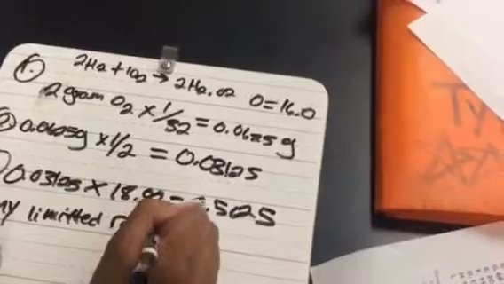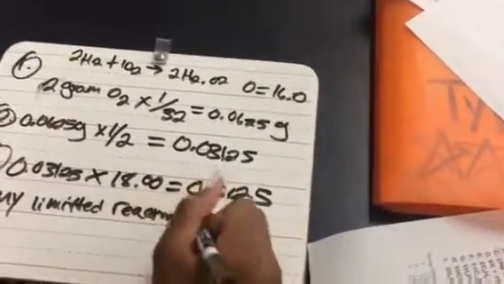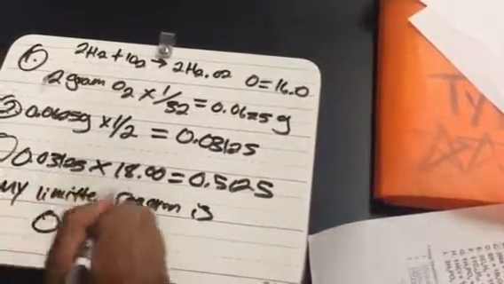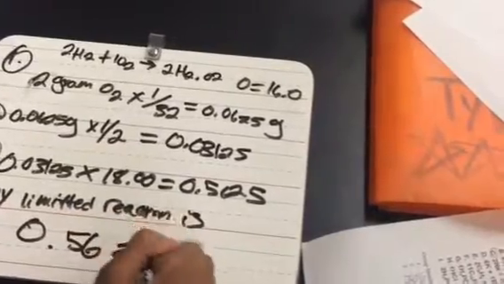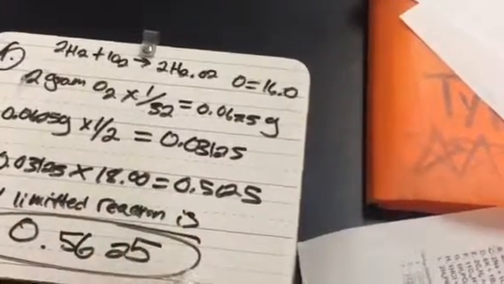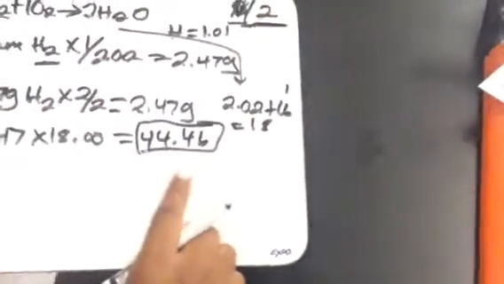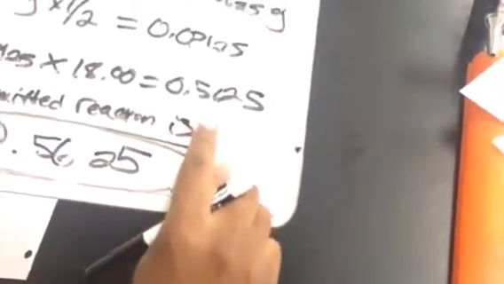So my limiting reaction is going to be 0.5625. The reason being is because that's the lowest number. If you look at your first answer, you got 44.46, and for this answer, you got 0.5625. And this is lower, so this is going to be your limiting reaction. This is my final answer. That's it.